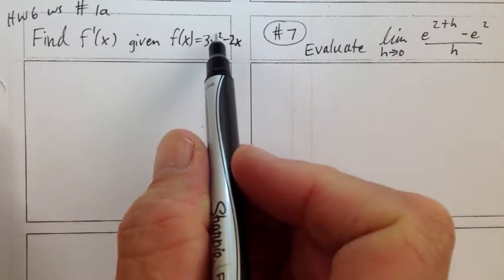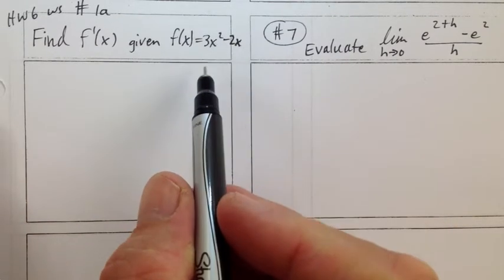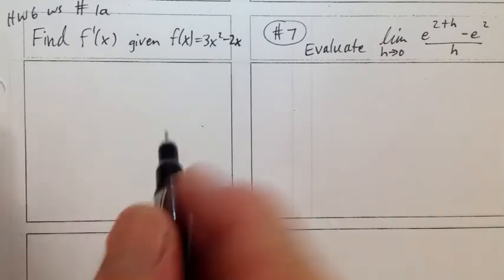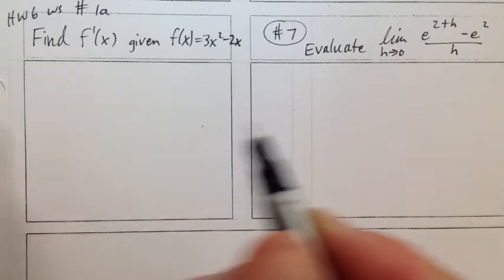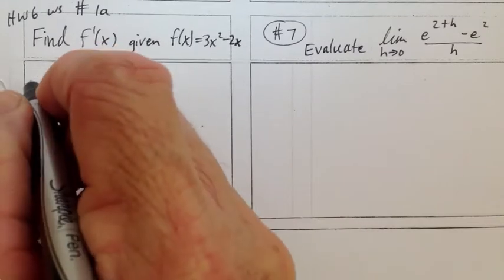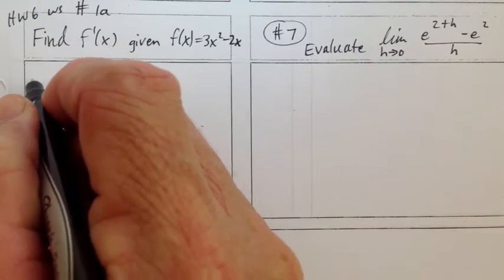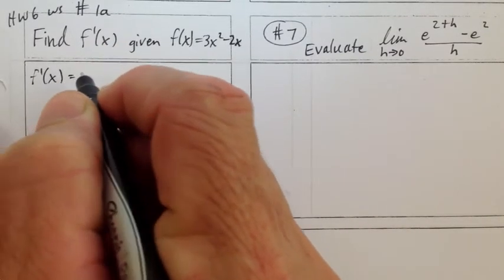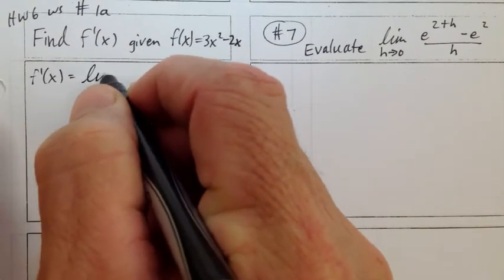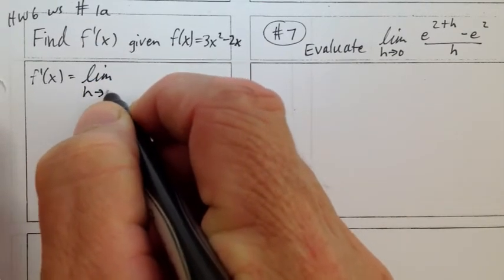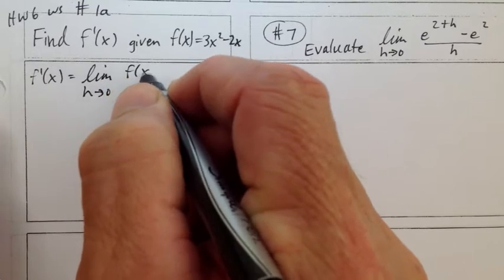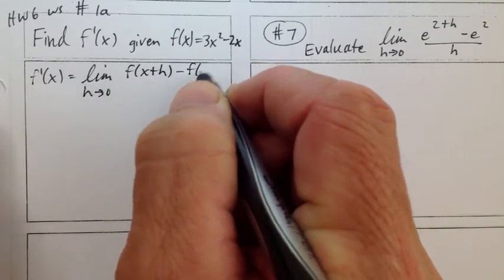I know you know that this is 6x minus 2 using the rules that you learned last year, but I want you to use the definition of the derivative to find that. Okay, so the way we're going to do that is we're going to let f prime of x, we're going to write down the difference quotient using limits here. Limit as h goes to 0 of the difference quotient, just like we just talked about in the last video.